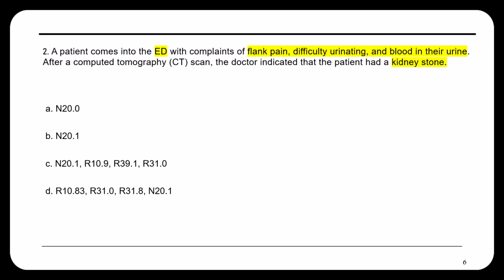I have N20.0 and N20.1. So let's take a peek. N20.0 is calculus of the kidney, and 20.1 is of the ureter. So I need A, N20.0. So I used a guideline to narrow down what I had to look for in this question.